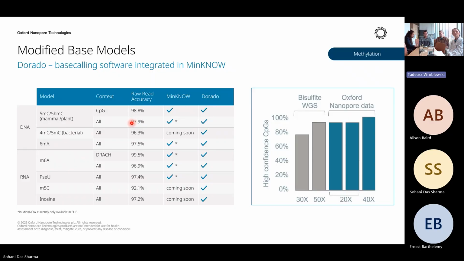And this is more relevant for whole genome sequencing. They are comparing because the state-of-the-art method was using the bisulfite method for methylation. Using Oxford Nanopore, even with 20x coverage, you are getting way better data than this. And if you do 40x, I think it's quite perfect. So methylation calling is working quite well.